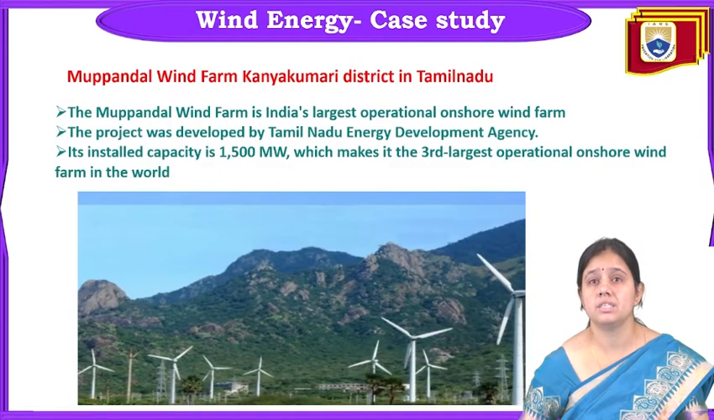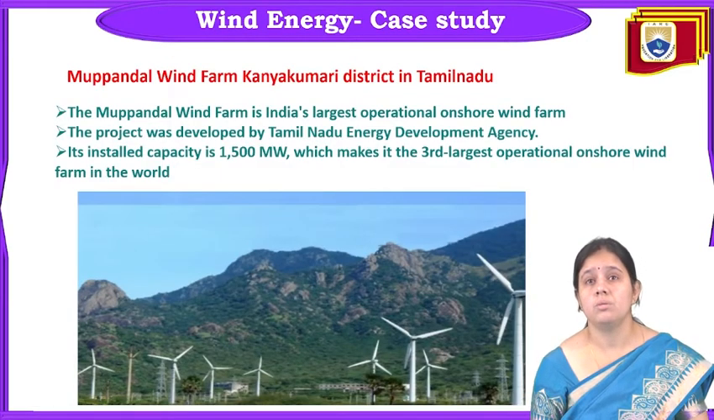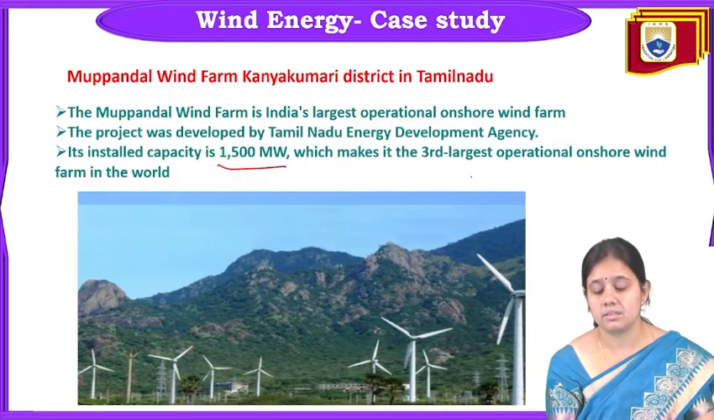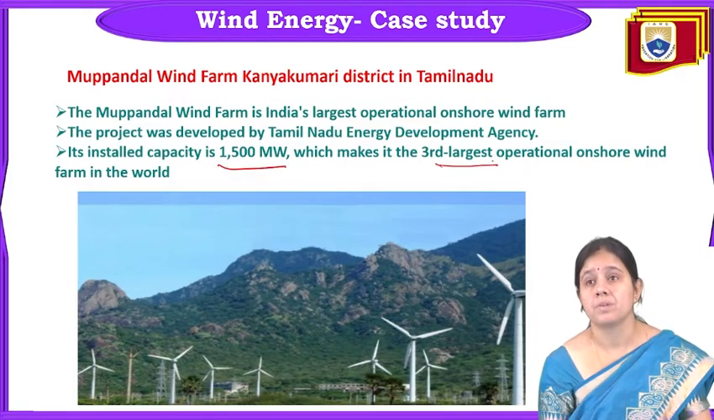Now, a wind energy case study in our country. The Muppandal wind farm in Kanyakumari district in Tamil Nadu. This wind farm is India's largest operational onshore wind farm. This project was developed by the Tamil Nadu Energy Development Agency, and its total installed capacity is 1500 megawatts, which makes it the third largest operational onshore wind farm in India.